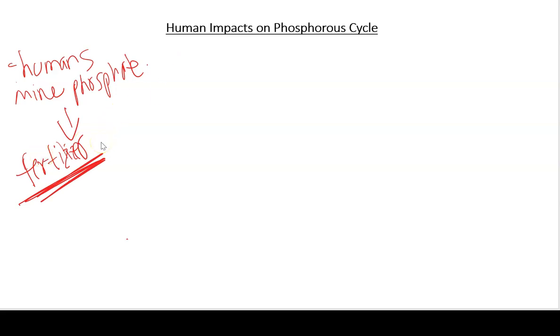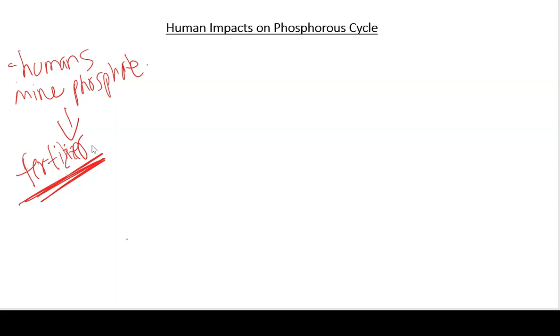And to do that, you need things like phosphates and nitrogen. So we mine phosphate and we mine nitrogen so we can add them to our fertilizers and make our crops better. So that's the reason why we're doing these things. But as we do these things, as we mine phosphates, a couple things are going to occur.